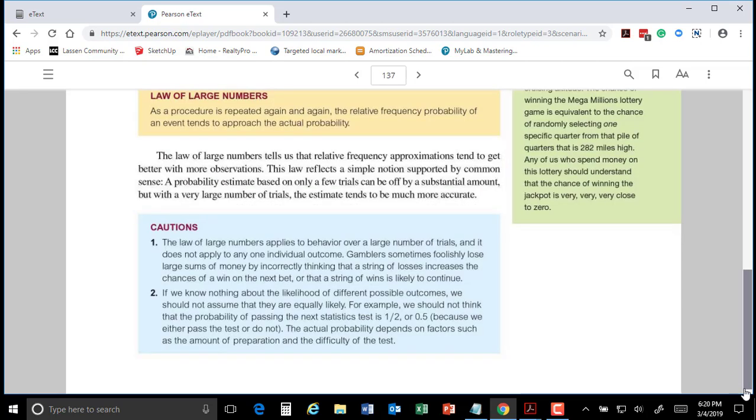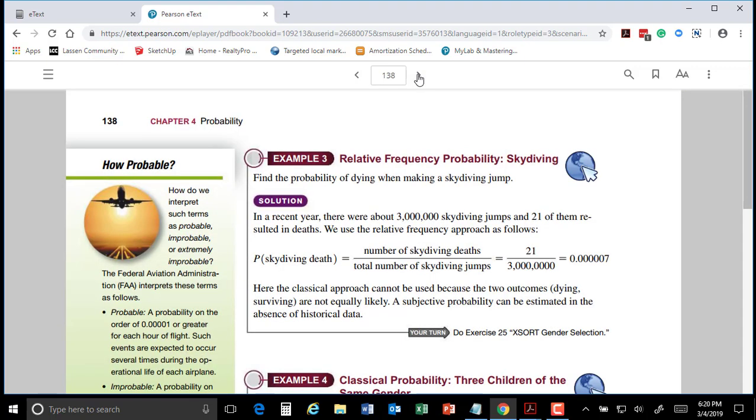So this thing, the law of large numbers, over a large number of trials, a few of them... You could say, hey, this coin's not fair, I got heads 5 times in a row. But you can't tell that way. It's too soon. It's not big enough. Okay.